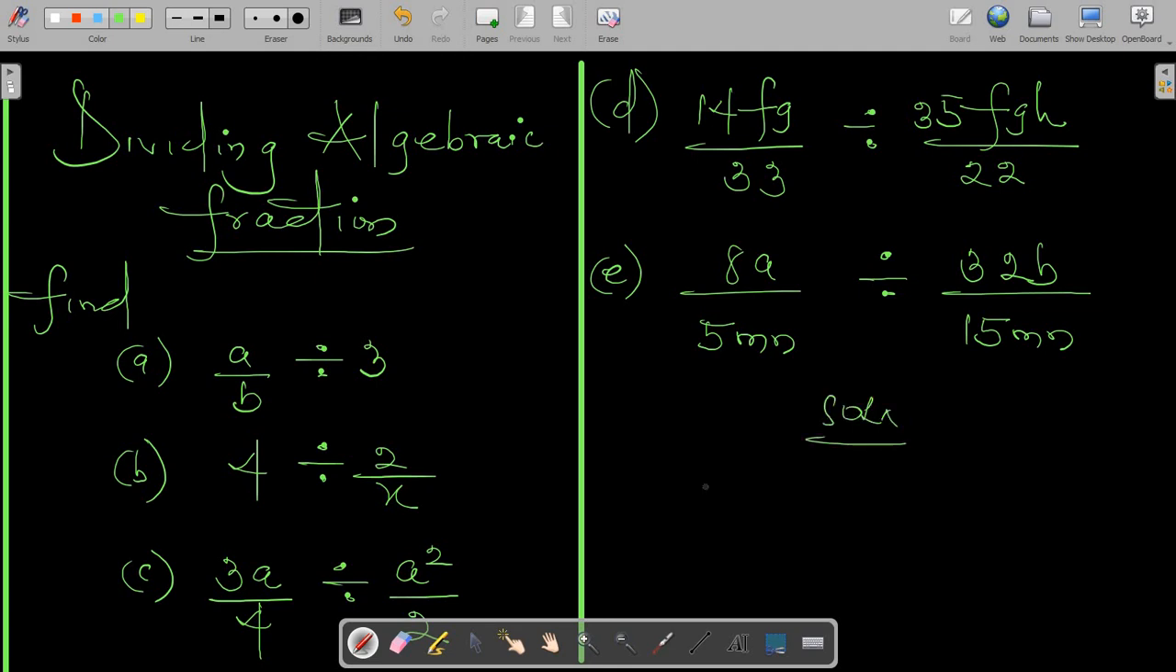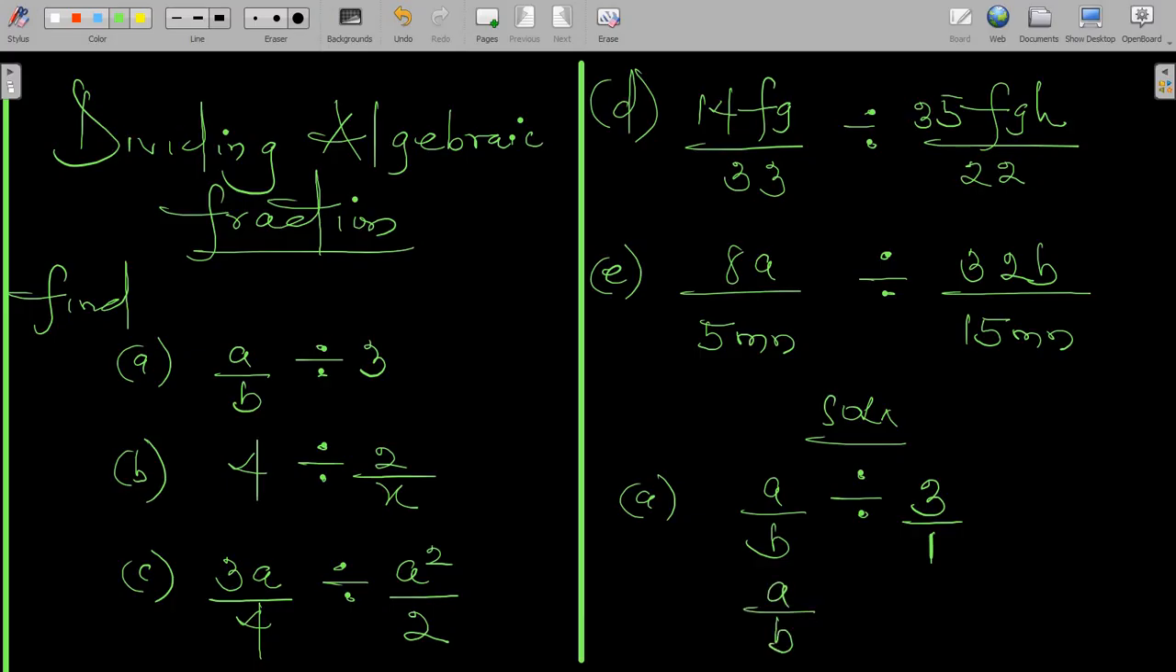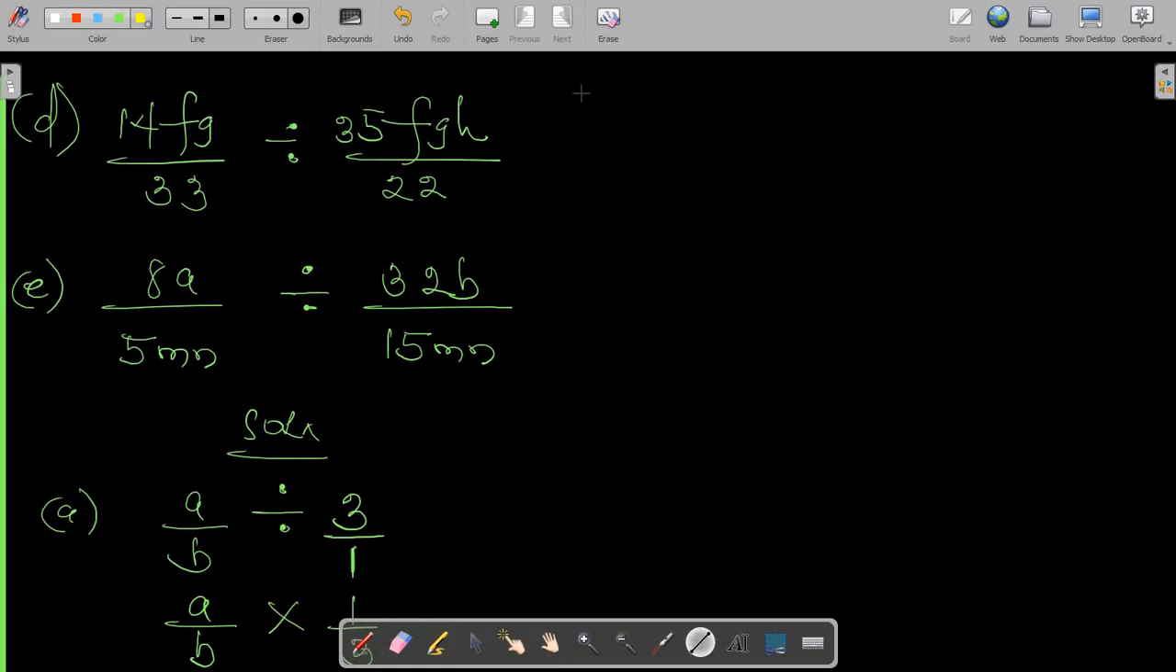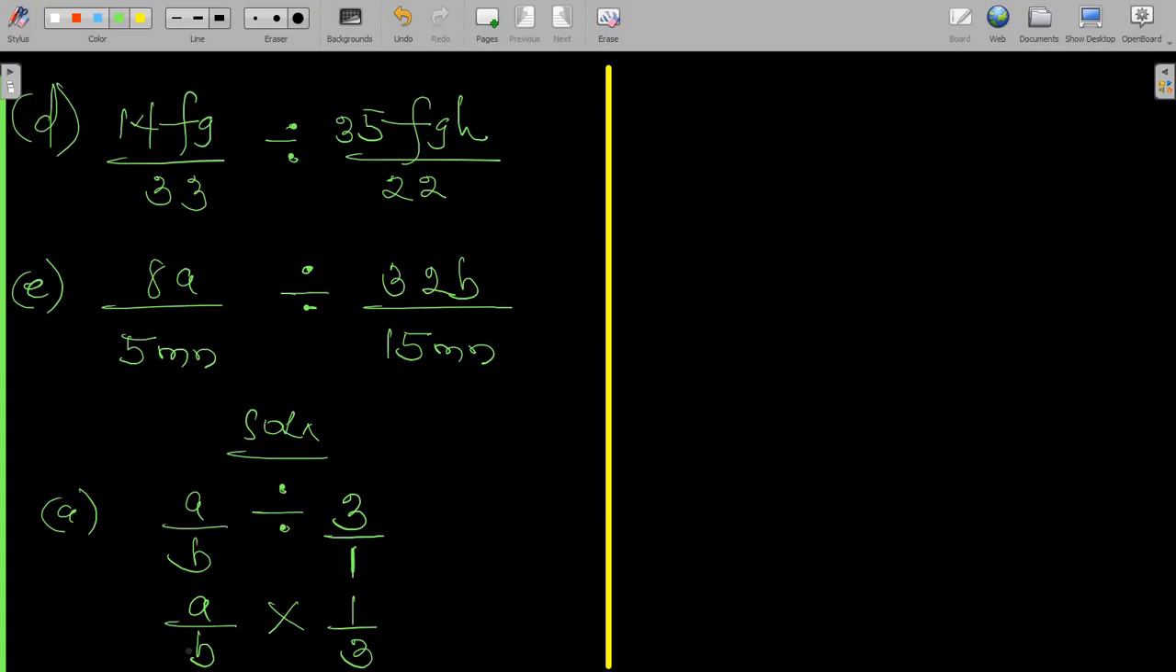Solution to the first one. If you are given a all over b divided by 3, what are we going to do? Don't forget that this is actually 3 over 1. So we have a all over b, then multiplied by the flip, 1 all over 3. Since this diagonal cannot divide and this diagonal also cannot divide, we multiply the top with the top, then the bottom with the bottom. So we have a all over 3b. Let me write it properly. That's the answer to the first question.